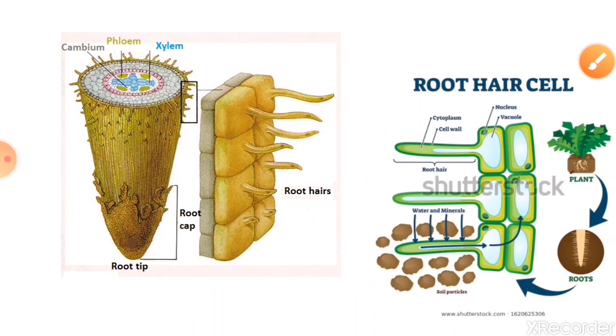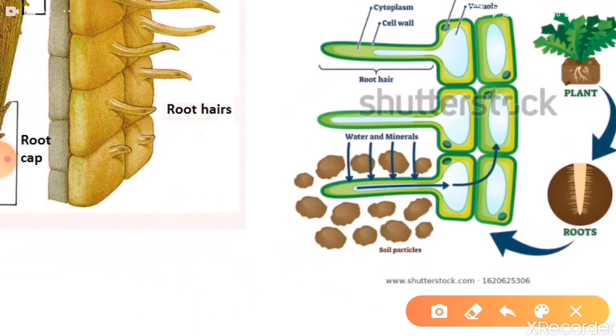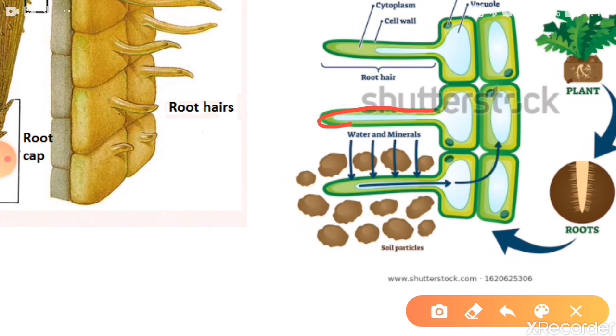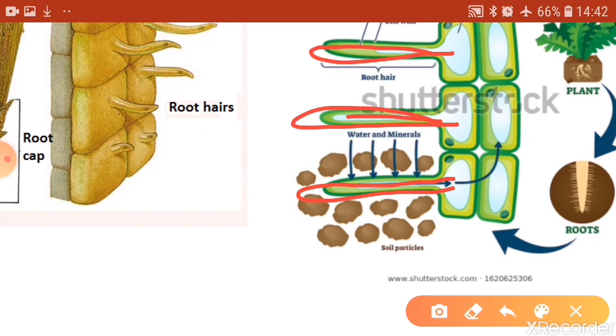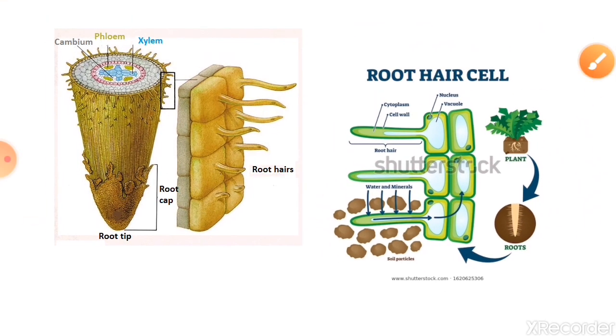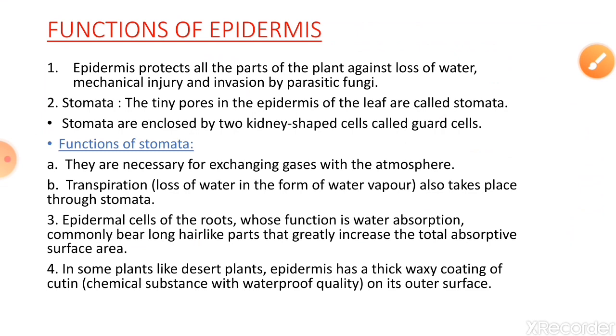The role of these root hairs is that they increase the surface area for absorption of water and minerals. Had the cells been like this, then the total area for absorption would be only this much. But as the cells of the epidermis in the roots are modified into hair-like processes, which are called the root hairs, they increase the total surface area for absorption of water and minerals. So these are the important functions that are performed by epidermis.